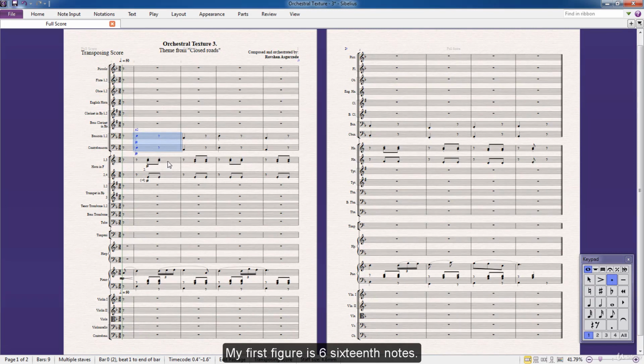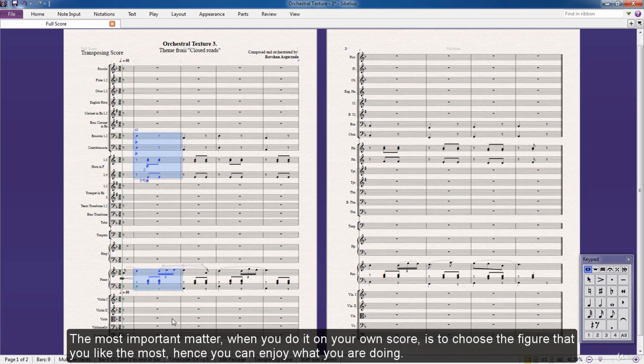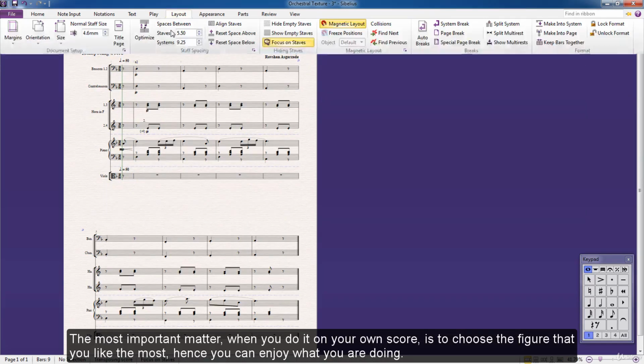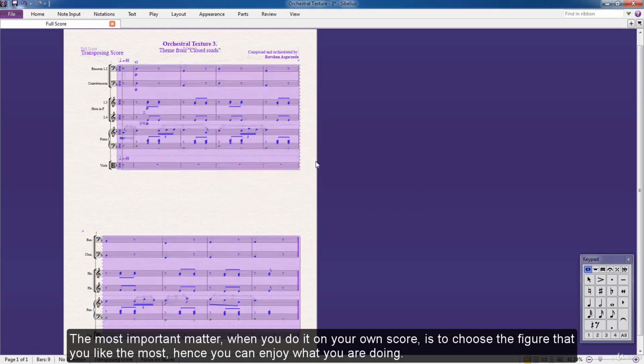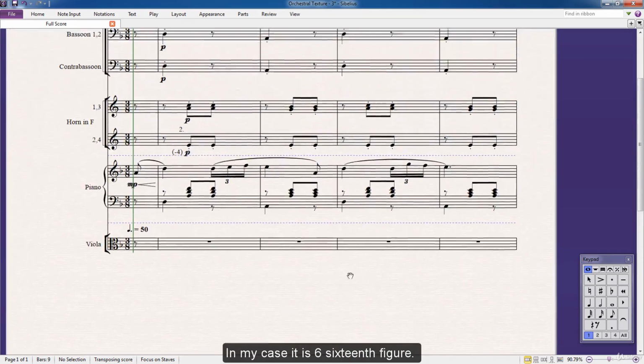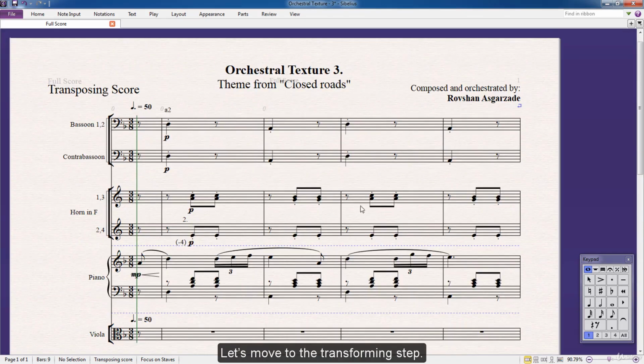My first figure is 6/16 notes. The most important matter when you do it on your own score is to choose the figure that you like the most. Hence you can enjoy what you are doing. In my case it is the 6/16 figure. Let's move to the transforming step.